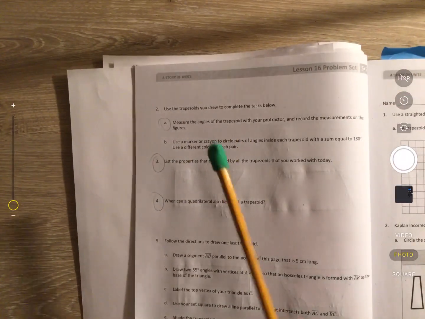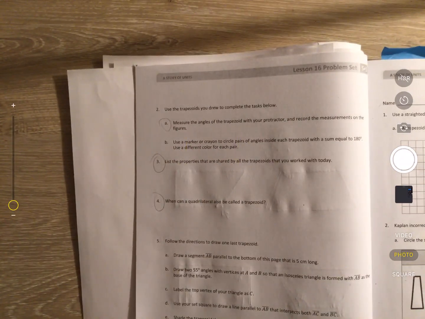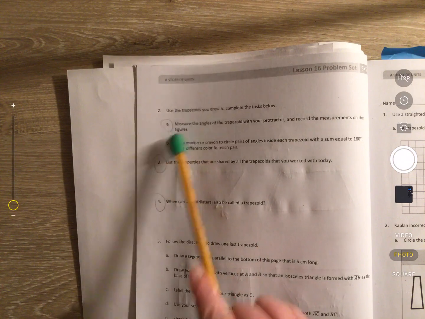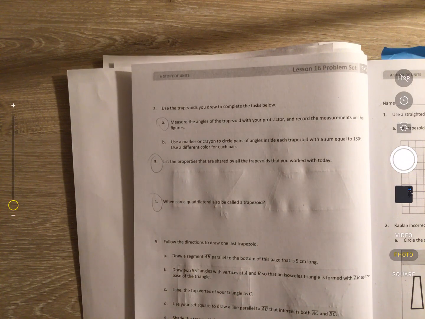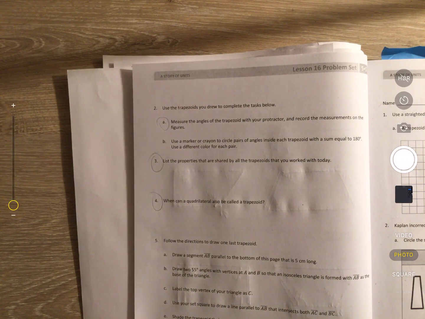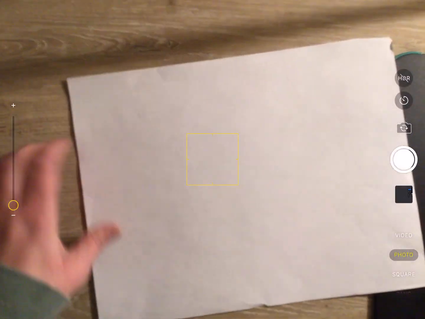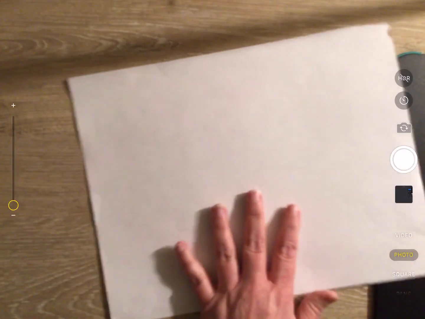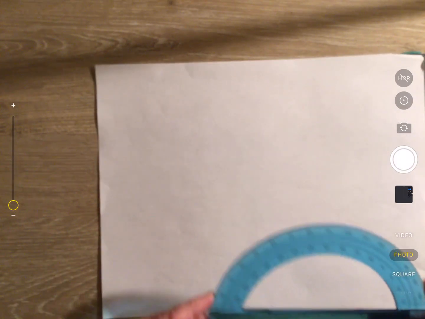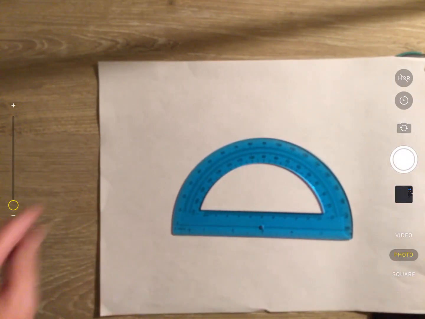Okay, so turning our page, it says number 2, use the trapezoids you drew to complete the tasks below. So A, measure the angles of the trapezoid with your protractor and record the measurements on the figures. Okay, so if you have a protractor, you'll need that. If you don't have a protractor, you can just watch me. And I want to show you something with the protractor before we start. Okay, so I know you've probably used a protractor before, but it's probably been a while, so just reminding you.